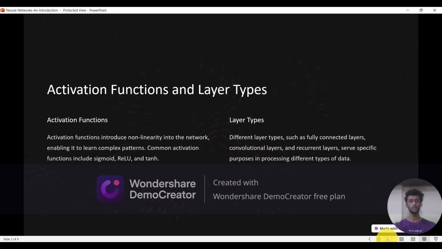Next is activation functions and layer types. Activation functions introduce non-linearity into the network, enabling it to learn complex patterns. Common activation functions include sigmoid, ReLU, and tanh. Layer types. Different layer types such as fully connected layers, convolution layers, and recurrent layers serve specific purposes in processing different types of data.